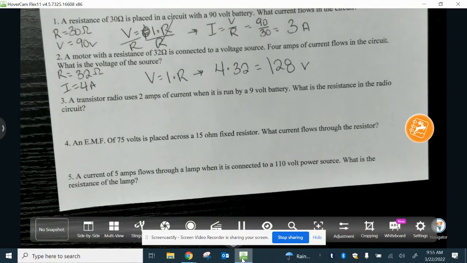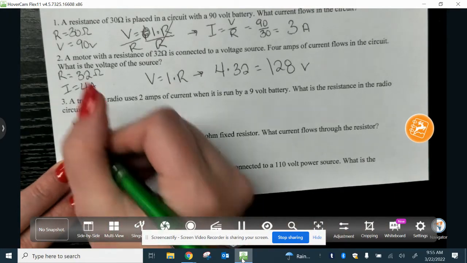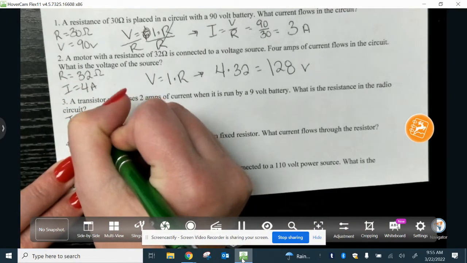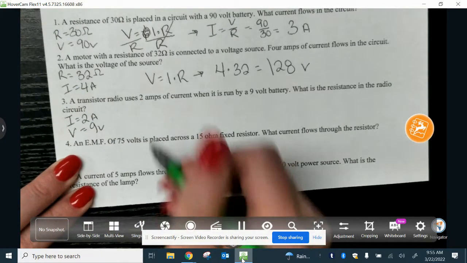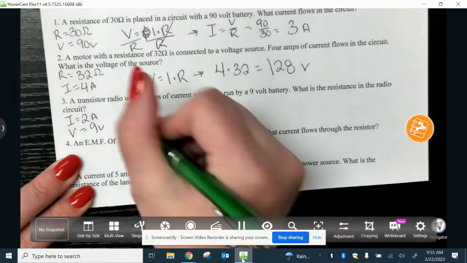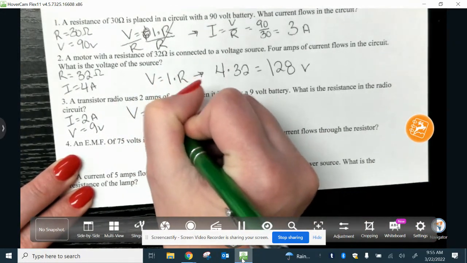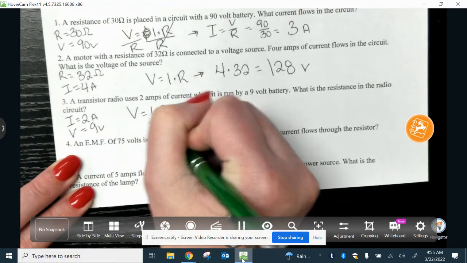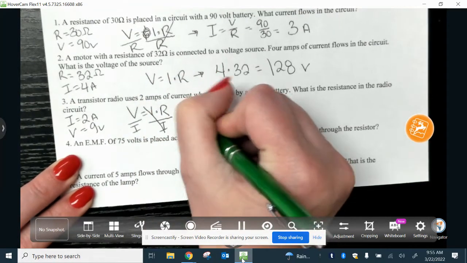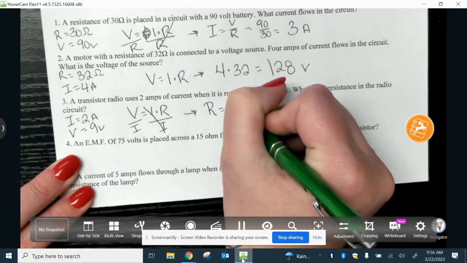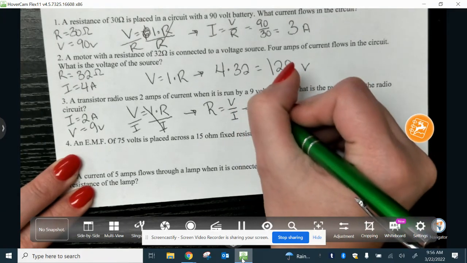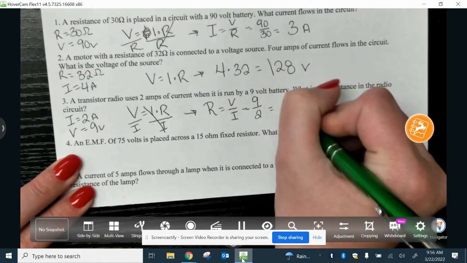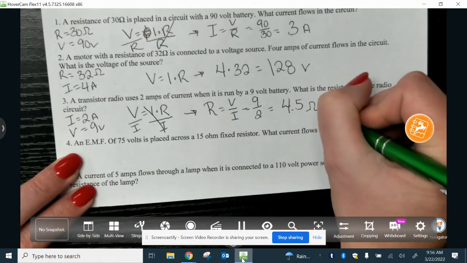A transistor radio uses 2 amps of current when it's run by a 9-volt battery. What's the resistance in the circuit? So I is equal to 2 amps. Potential difference is 9 volts. In this case, I need to solve for R. So V equals I times R. I'm going to divide both sides by I. So my R is equal to V over I. Which would be 9 over 2, which is going to be 4.5 ohms.